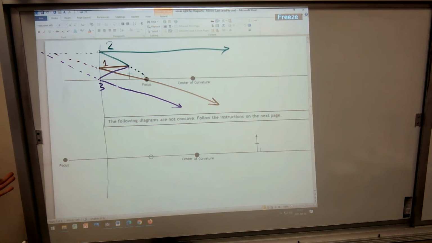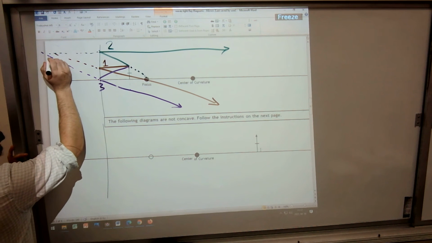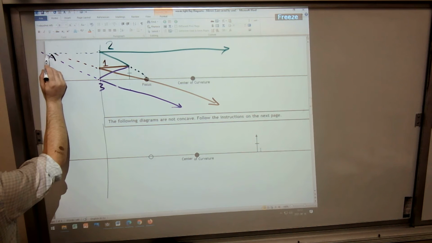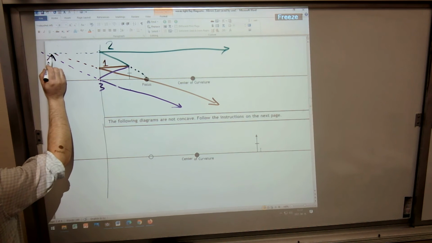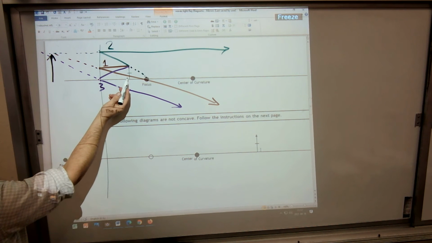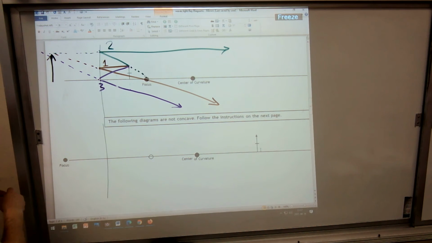So we got our 3 rays. They appear to intersect right there, even though they don't really. So since they don't intersect in that exact spot, I'm putting this kind of in between. And now I've got an image that's magnified. It's bigger than that one. It is upright because it was not inverted. And it's virtual because the rays don't actually go there. They don't actually intersect. It just looks like they do. And that's number 6 then.